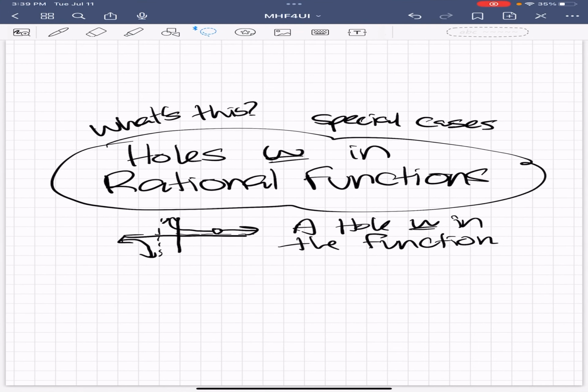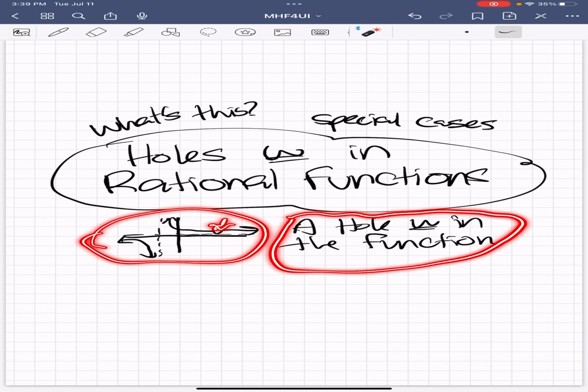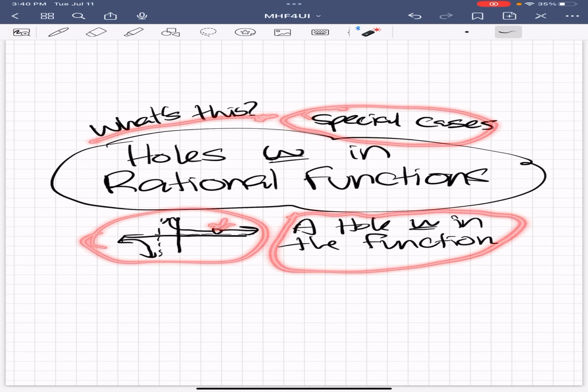Okay, so today we're going to be doing holes within rational functions, and it's going to be a hole within the function here. I'll show you this hole right here. It's a hole within the function. It's a special case with rational functions, and we're going to talk about what this is, how you find it, and how to graph this as well.